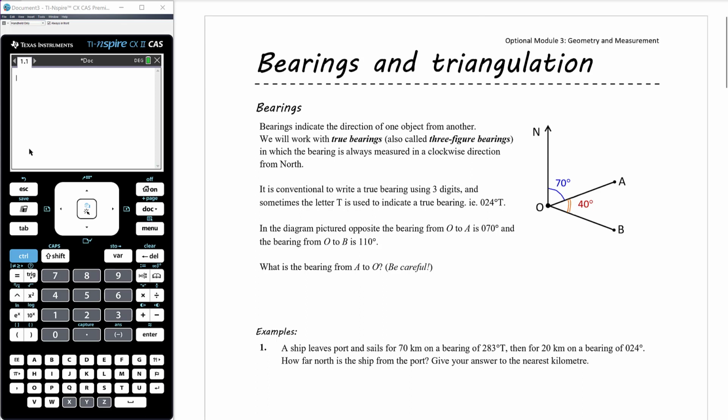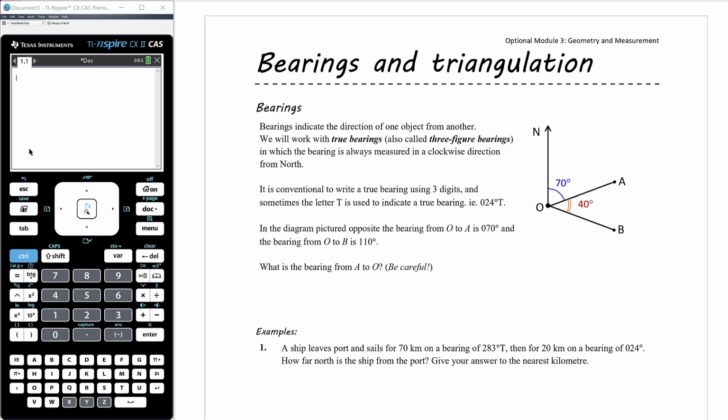Okay, so in this video we're going to be looking at bearings and triangulation. I would say that bearings is certainly the hardest part of the trigonometry section of the geometry and measurement, and certainly one of the harder parts of the geometry and measurement. It's really important that you read questions involving bearings carefully, and we'll talk about that here.